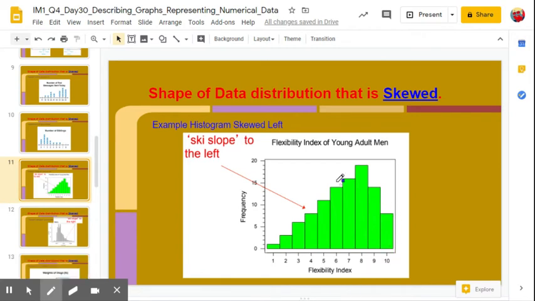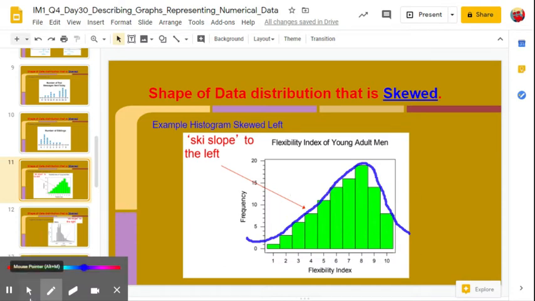Here's a histogram. And so here's another way to think of it. Ski slope to the left, right? So up, and then it comes down, down, down, down like this. This is that tail or the big slope of the ski run. So that is skewed to the left.